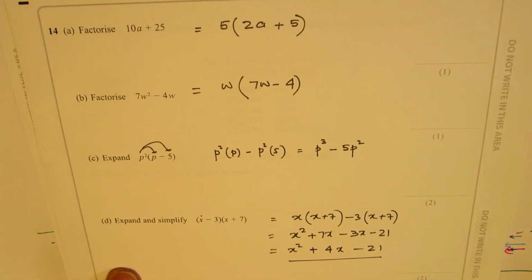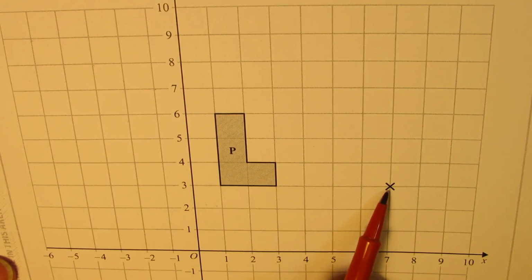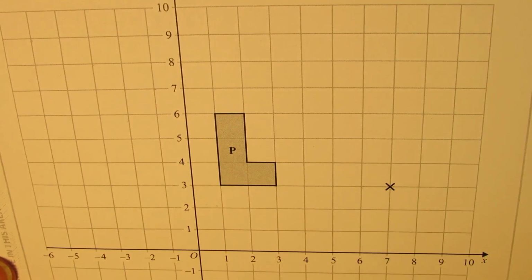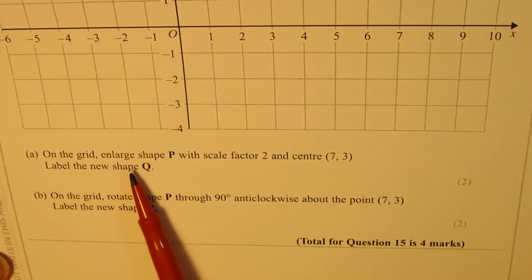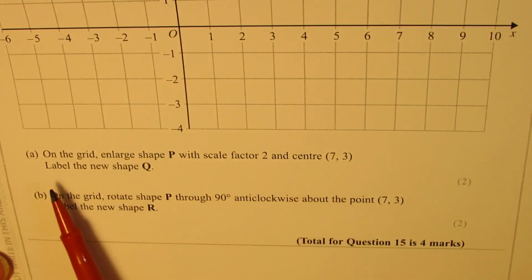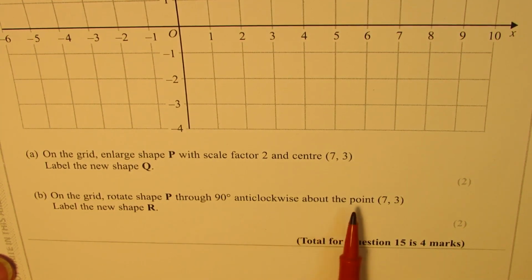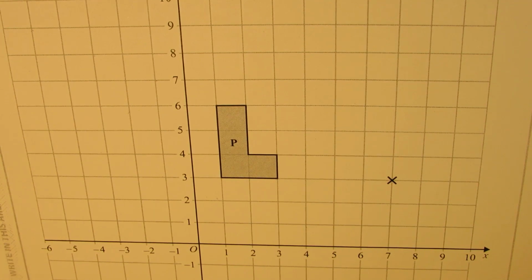Perfect. Okay. So what you see is a figure, and we'll be working on rotation and also dilation or enlargement of the object about the given point. The question really is this. On the grid, enlarge shape P with scale factor 2 and center 7, 3. Label the new shape Q. On the grid, rotate shape P through 90 degrees anti-clockwise about the point 7, 3. Label the new shape as R, right? So we need to do both the things here. So that's a very good question to work on.